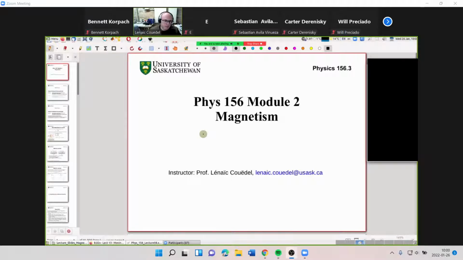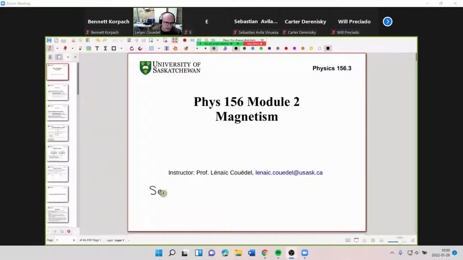So there will be 7 lectures on magnetism. If you are interested in the chapters that are covered in the textbook, it will be chapter 28, 29, and part of chapters 30 and 31.